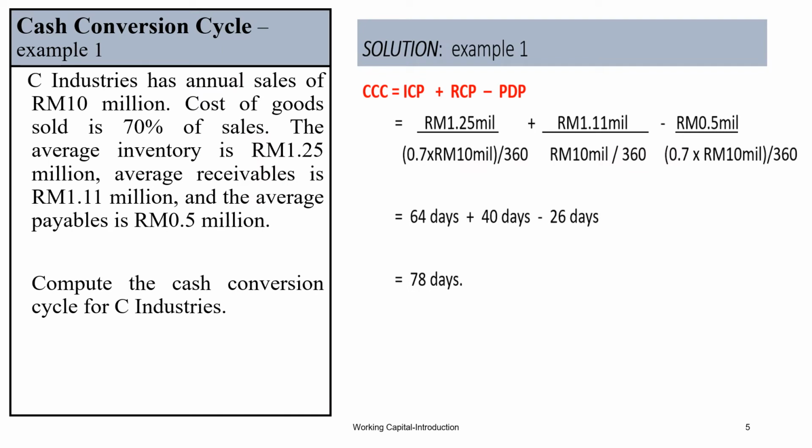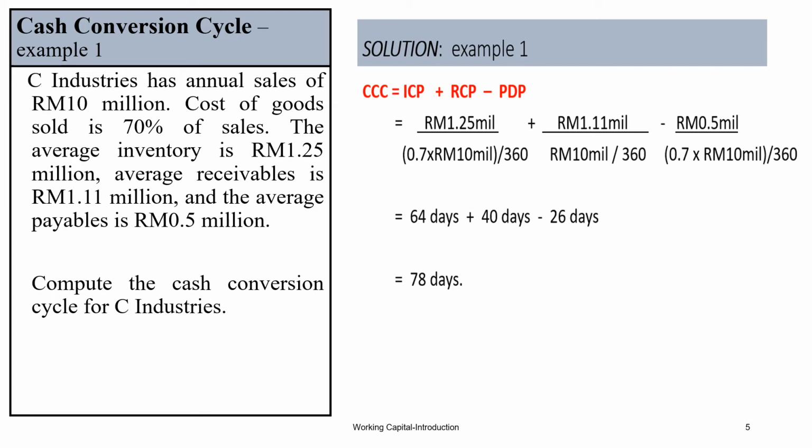Okay, this is the exercise. So the example of the CCC. Okay, C Industries has annual sales of 10 million. The cost of goods sold is 70% of sales. The average inventory is 1.25 million. Average receivables is 1.11 million and the average payable is 0.5 million. Compute the cash conversion cycle for C Industries.